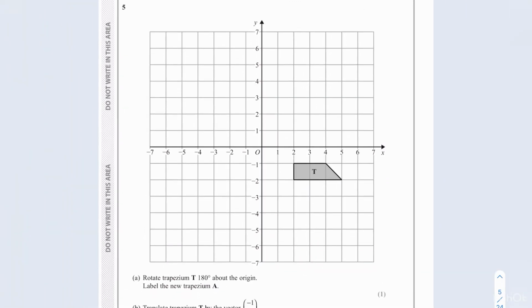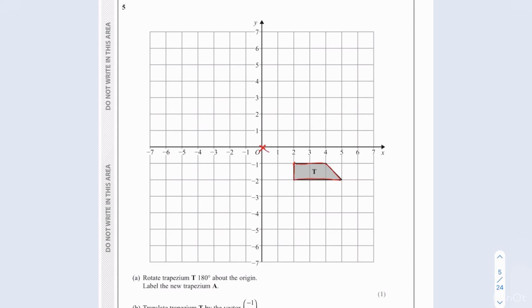Okay, so in question 5, you'd want to use some tracing paper. We're going to make do without on this, but I would always recommend using it. So rotate the trapezium T 180 degrees about the origin. So first of all, we're going to mark our centre of rotation. What I then need to do is put my tracing paper on the page. I would draw around my shape.